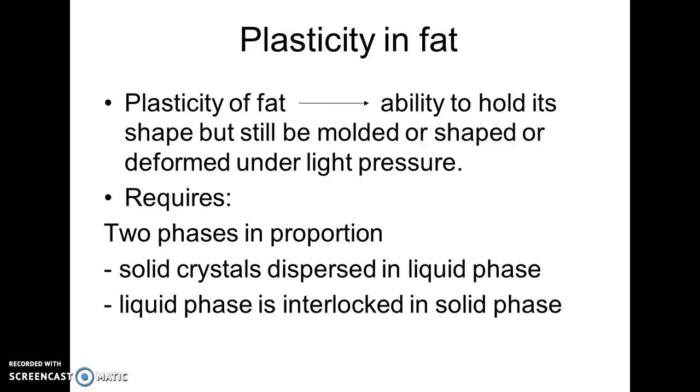So basically, plasticity of fat means to be able to hold its shape but still be deformed under light pressure. That is the inherent property of a plastic fat, and to exhibit this property, a plastic fat should have two phases, and those two phases should be in proportion. That means the solid crystal phase, which will be dispersed in the liquid phase, and the liquid phase, which will be interlocked or enmeshed in the solid phase. So this is the basic structural condition which has to be complied with to exhibit the plastic property.